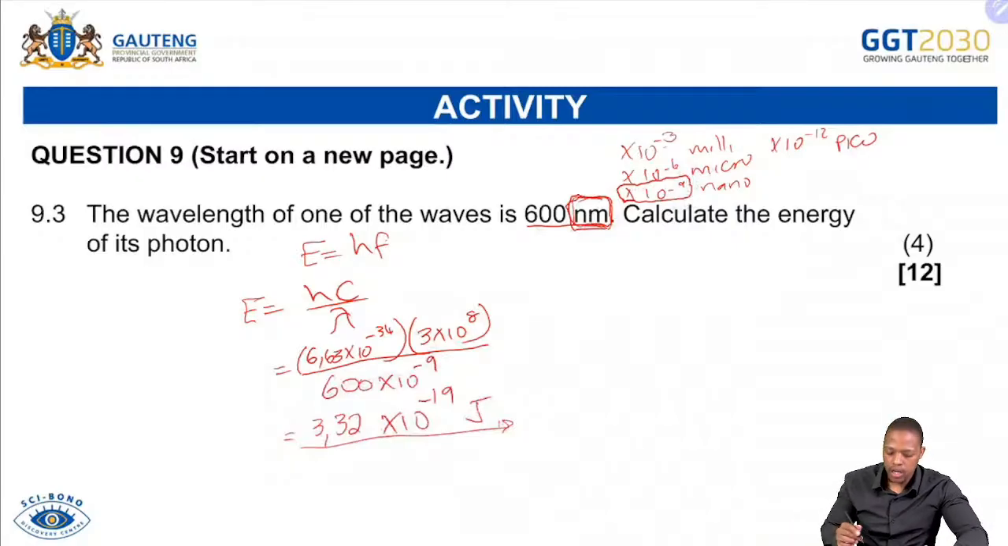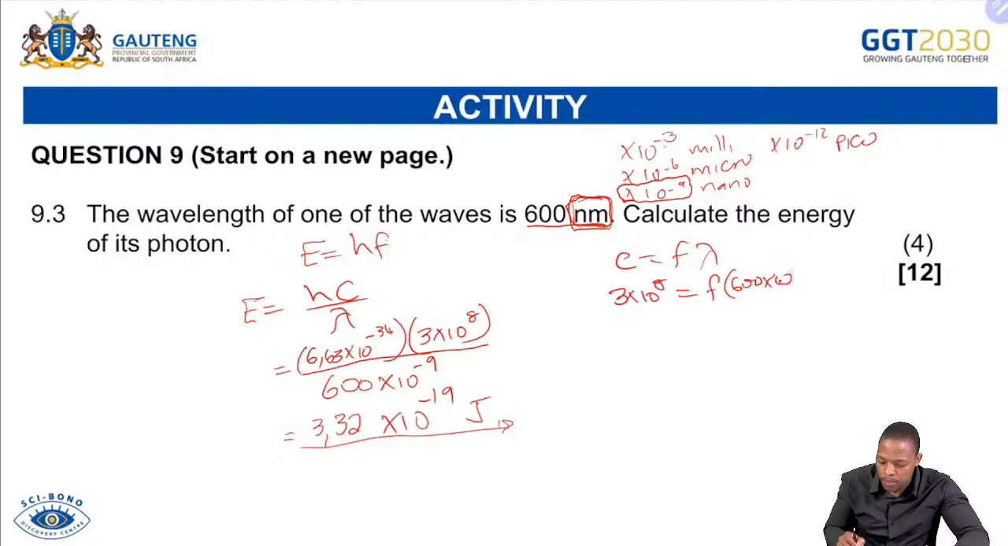Now, however, grade 12, you could have done this by writing c is equal to f lambda, right? And then you substitute c is 3 times 10 to the power 8 is equal to, you don't know the frequency, multiplied by 600 times 10 to the power minus 9. Then from here you solve for the frequency. Then after you have solved for the frequency, you substitute it in that equation there. That was another possible way. It's a longer route, but it's also another possible way. This one is just shorter.